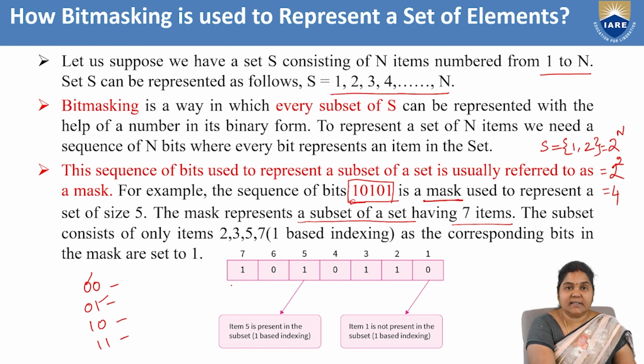Suppose there is a set of 7 elements. You can see in this example, the first bit is 0, which indicates that item 1 is not present in the set. The second bit is 1, which indicates that item 2 is present. Item 3 is present because this bit is set.